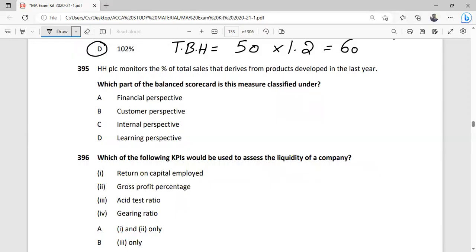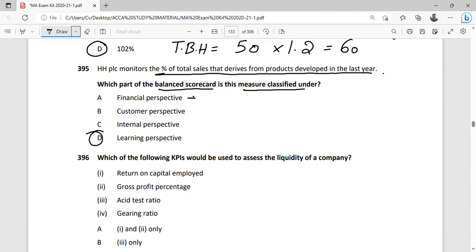H8 PLC monitors percentage of the total sales that derives from products developed in the last year. Which part of the balanced scorecard is this classified under? We produced a new product in the last accounting period, and you wanted to know how much revenue was generated by the new product. So new product is part of the learning perspective, or we can call it innovation and learning perspective.